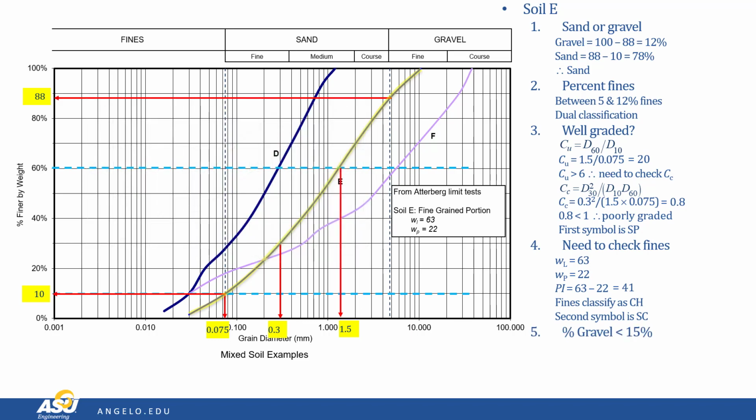Our final check is the percent gravel, which is less than 15%. So the final classification of this soil is SP-SC, poorly graded sand with clay. Notice that we had to check both gradation and the type of fines for this soil because the percent fines was between 5 and 12%, and the soil has a dual classification.